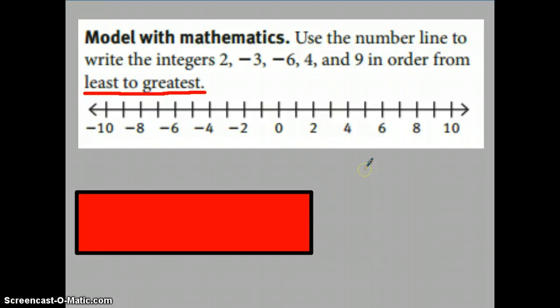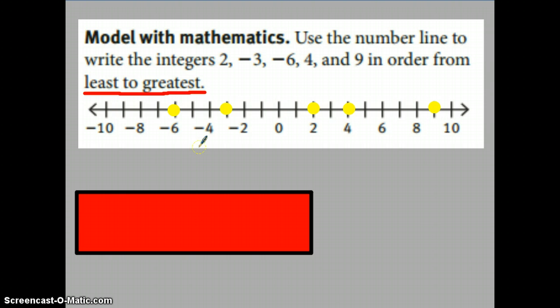Okay, well, first of all, let's find all of these points on our number line. So we've got 2 or +2. We're going to mark that here. And then we've got negative 3. So there's 0, negative 1, negative 2, negative 3. Then we've got a negative 6, which is going to be here, a 4 or positive 4, and then 9 or positive 9 is going to be here.